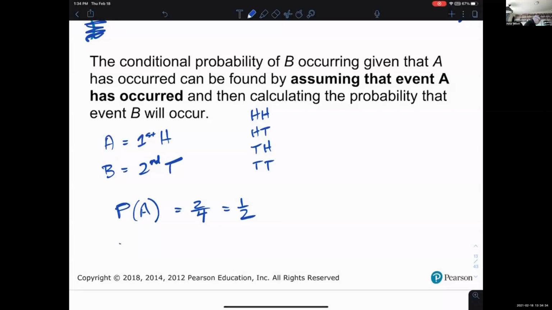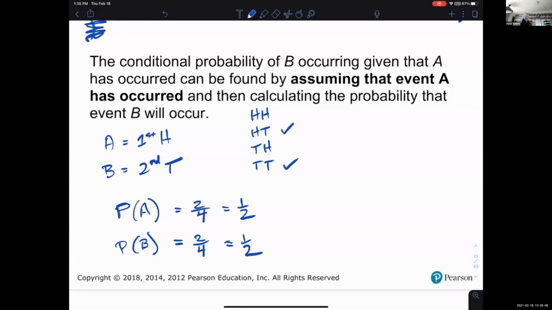The probability of the second event occurring is that the second result was tails. So that happens here and here. Again, that's 2 of the 4 possibly equally likely results of the 2 coin tosses had the event occur that the second toss was tails. And so again, that simplifies to 1/2. And it kind of makes sense. When you flip that second coin, there's a 1/2 chance it's going to turn out to be tails.